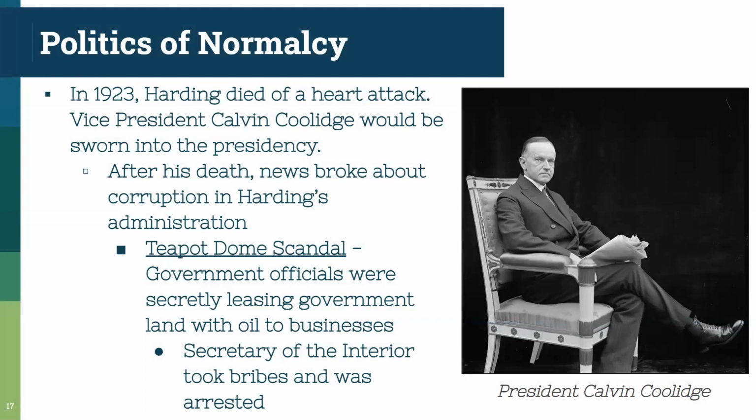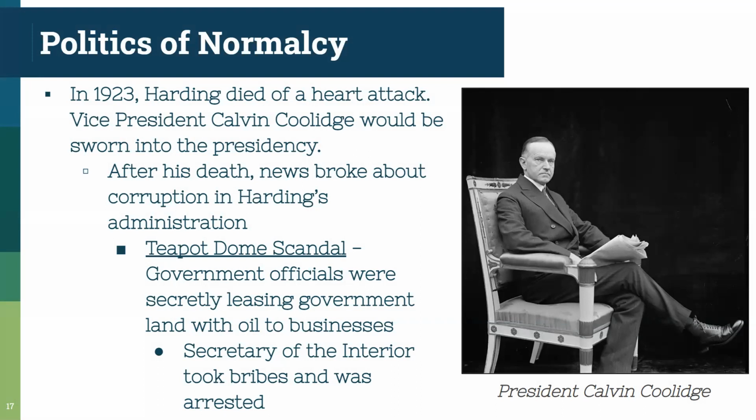However, towards the end of his term, Warren G. Harding actually died of a heart attack. And so his vice president, Calvin Coolidge, would be sworn into the presidency. And it just turns out that after Harding died, all this info came out that a lot of people in his presidency were very corrupt and had unhealthy ties to businesses, like in the Teapot Dome scandal.